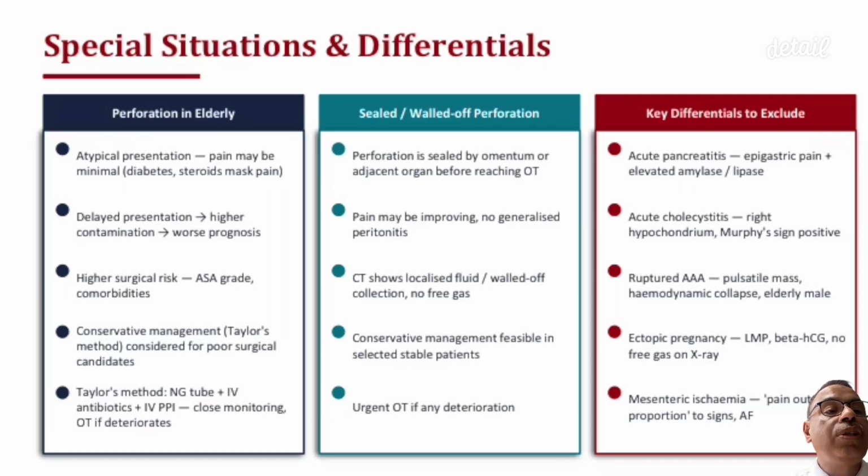Mesenteric ischemia is one very important differential to be excluded. Acute mesenteric ischemia in cases of suspected perforation peritonitis: the classical dictum is pain out of proportion to the abdominal signs. The patient has severe pain, but when you palpate the abdomen, there may not be any signs like generalized guarding, rigidity or rebound tenderness. Then always suspect mesenteric ischemia, especially in elderly patients.